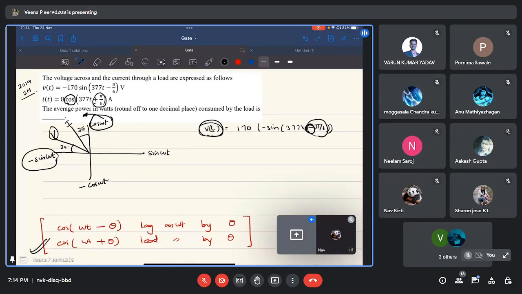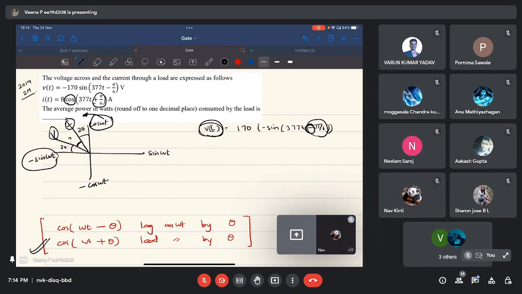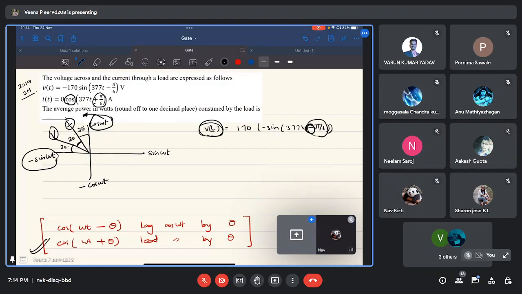So now you have the V vector and I vector and you know their positions. So what is the angle between V and I? 30. 30 degrees, correct. So the answer is 170 multiplied by 8 by 2, cosine of the angle between them, which is 30 degrees. This is how you solve this problem.